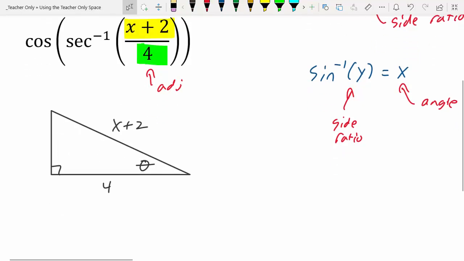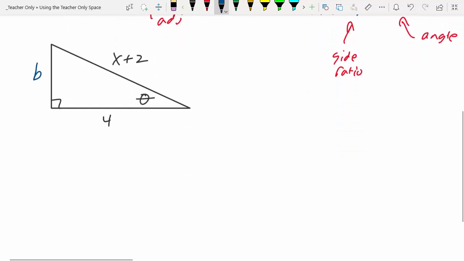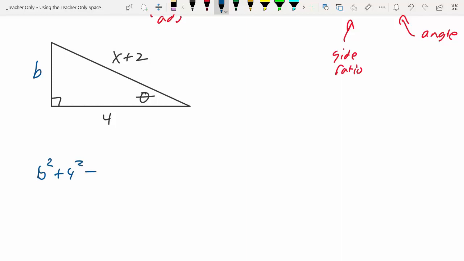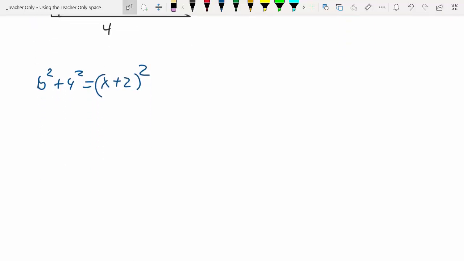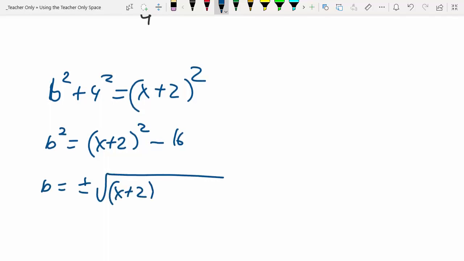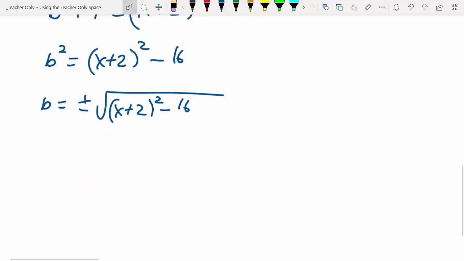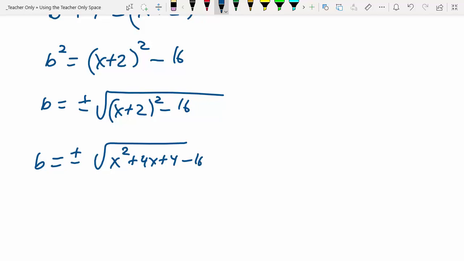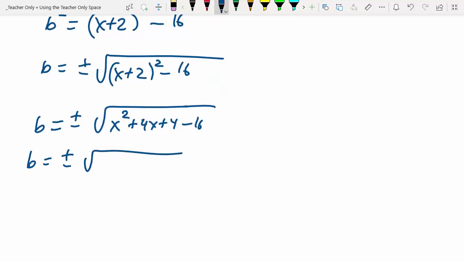Great. Now, if I wanted to, could I figure out this other side that I just called b? Well, sure, because b squared plus 4 squared equals (x plus 2) squared, or aka a squared plus b squared equals c squared, the Pythagorean theorem. So now we can solve for b squared. b squared equals (x plus 2) squared minus 4 squared, which is 16, so minus 16. So b equals plus or minus the square root of (x plus 2) quantity squared minus 16. And you could leave it just like that. You may want to in some situations distribute through the (x plus 2) quantity squared. That gives you x squared plus 4x plus 4 minus 16, which would simplify to be x squared plus 4x minus 12.